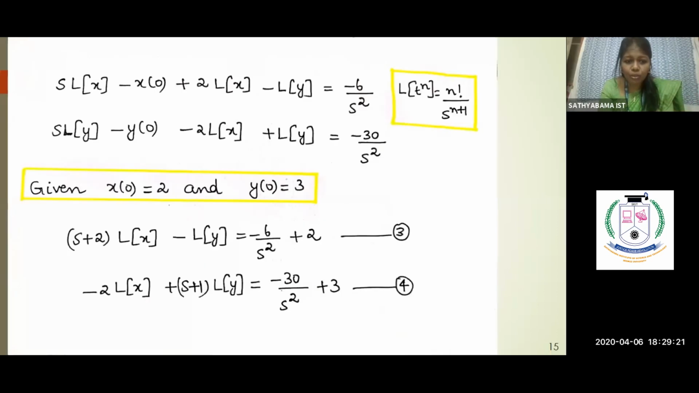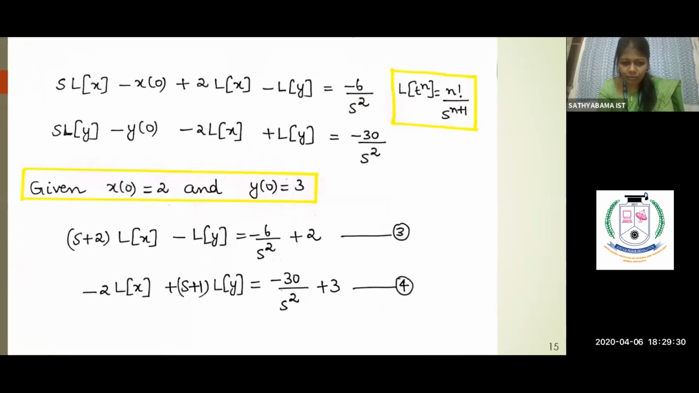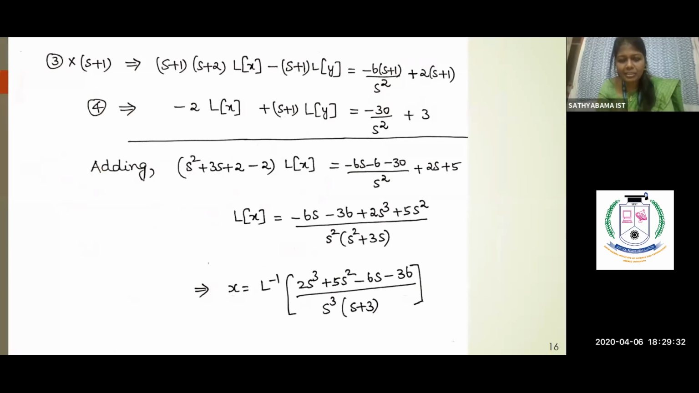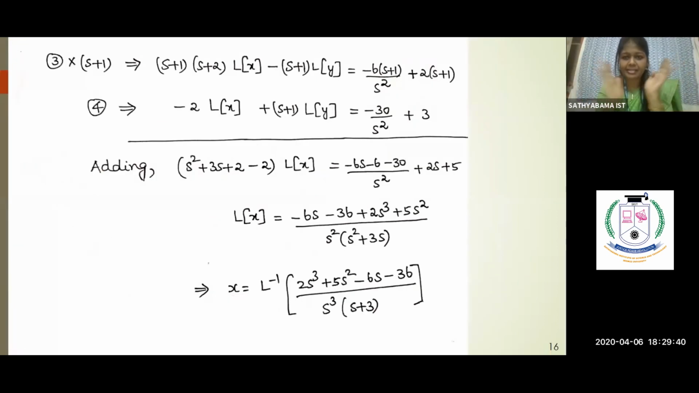When you multiply throughout, you've got to multiply throughout completely. S plus 1 into s plus 2 into L of x, minus s plus 1 into L of y, equal to minus 6 by s square into s plus 1, plus 2 into s plus 1. I multiply throughout by s plus 1, and I have not touched equation 4. I have written equation 4 as it is. Okay. All right. Now look here.